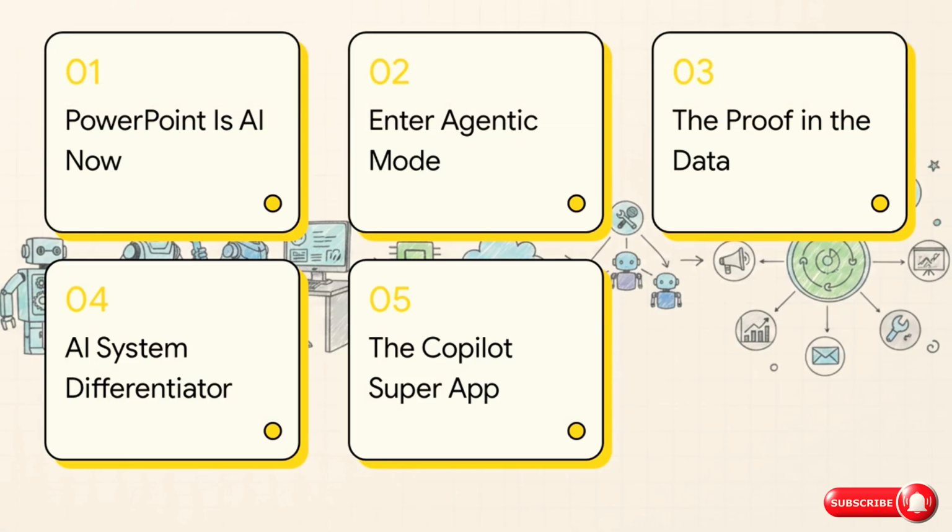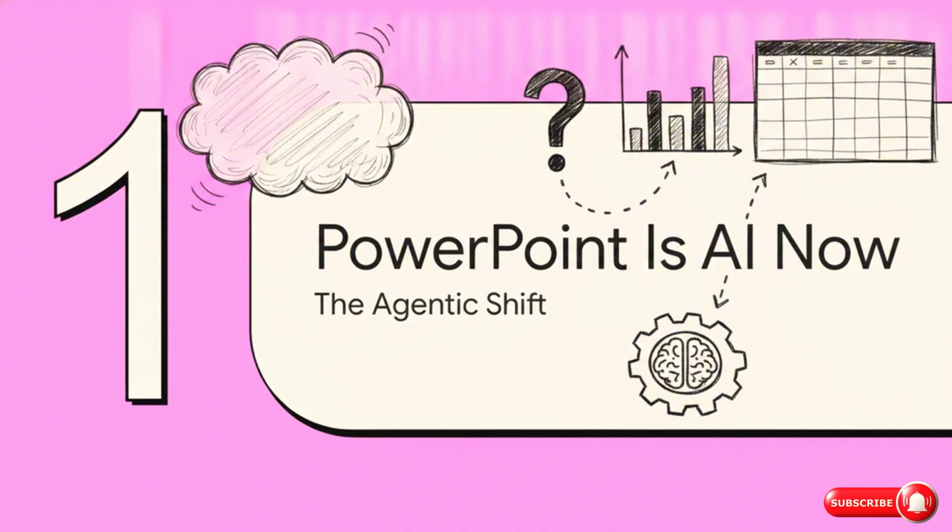Okay, let's dive into this. Here is our agenda. We're going from Section 1, PowerPoint is AI now, right into Section 2, enter agentic mode. Then we'll check out Section 3, the proof in the data, examine Section 4, the AI system differentiator, and zoom all the way out with Section 5, the Copilot super app. All right, Section 1, PowerPoint is AI now.